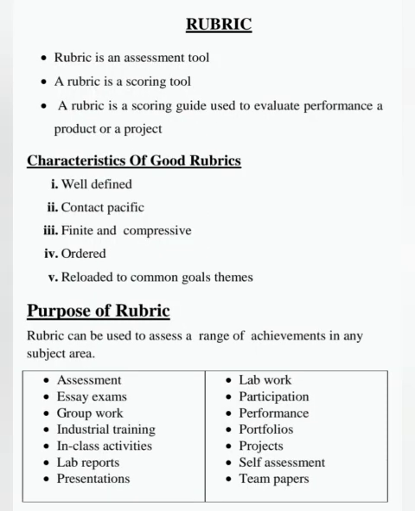Rubric. Rubric is an assessment tool. A rubric is a scoring tool. A rubric is a scoring guide used to evaluate performance of a product or a project. Characteristics of good rubrics. Well defined. Content specific. Finite and comprehensive. Ordered. Related to common goals, themes.